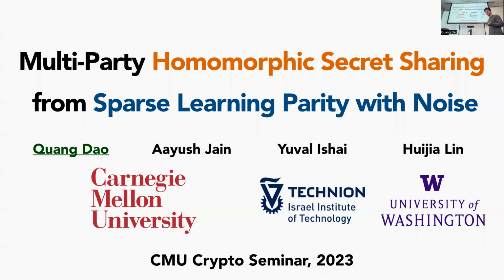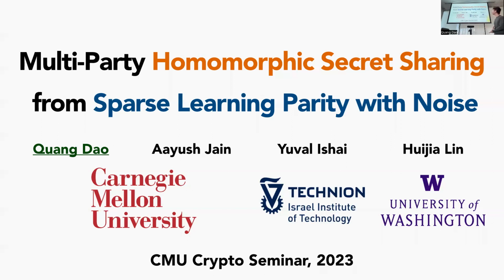Okay, awesome. So today I'll be presenting my recent work at Crypto 2023. This is joint work with my advisor Ayush, Yuval Ishai at Technion, and Rachel Lin at UW. So in this work, we built a homomorphic secret sharing scheme based on coding theoretic assumptions. And I'll explain all the terms here in a minute.